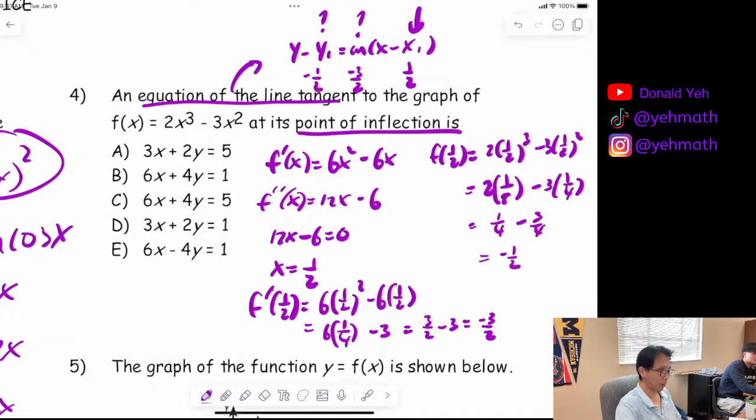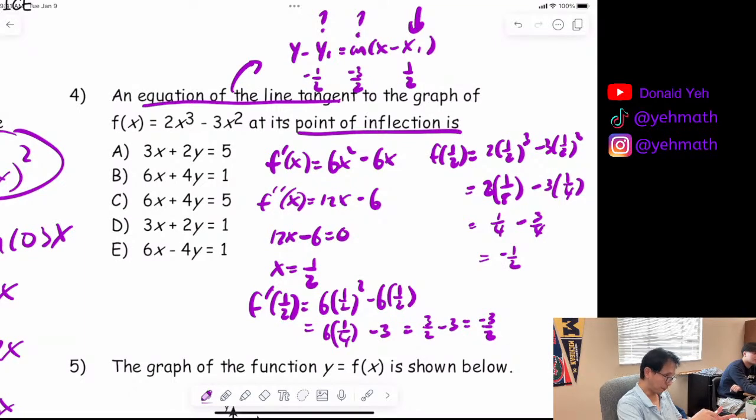Now, how many concepts have we already dealt with? We dealt with inflection point. We dealt with derivative, plugging the value into the derivative. That's an Algebra 1 concept. If you have 1/2, what's the y value? That's 3.